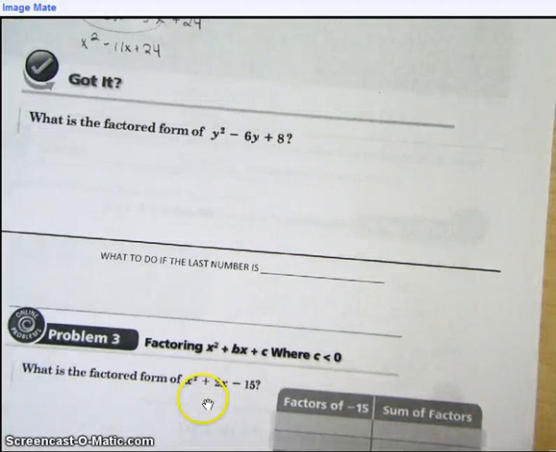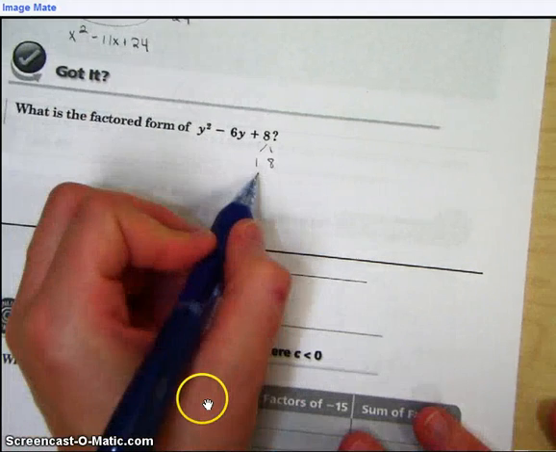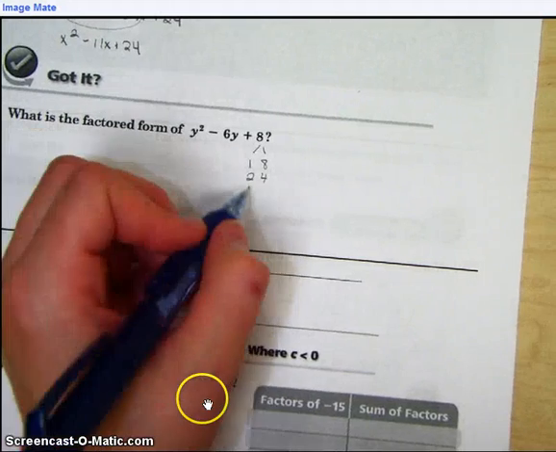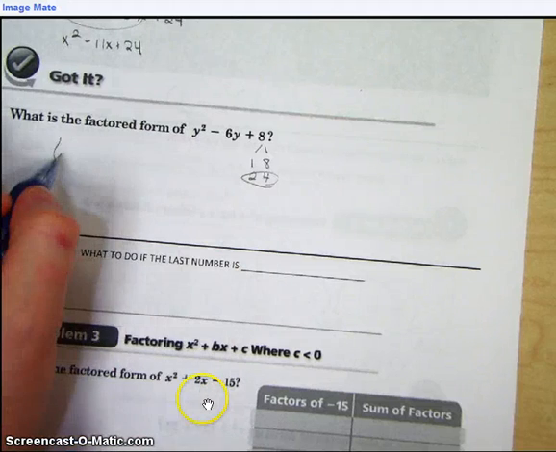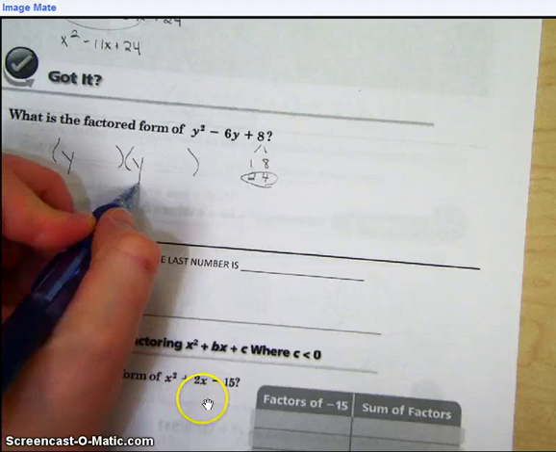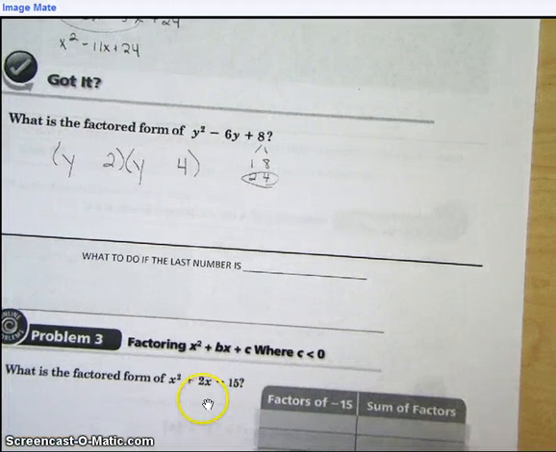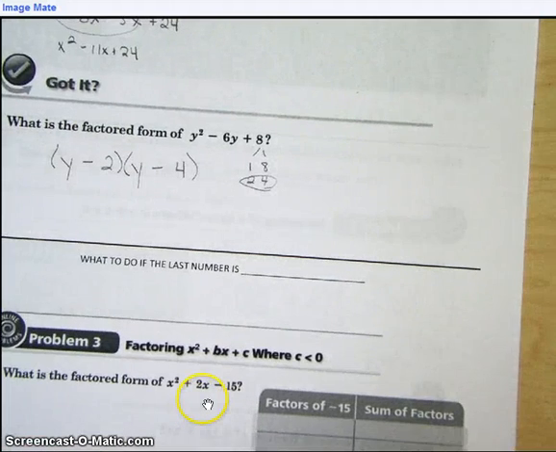Try another one with a minus sign in the middle. Let's think of some factors of 8. 1 and 8, 2 and 4. That's it. Which one of these makes 6? 2 and 4. Let's put them in parentheses. This time we have the letter y. Now remember, when we add them, we need to get a negative 6. That means both of these need to be negative.